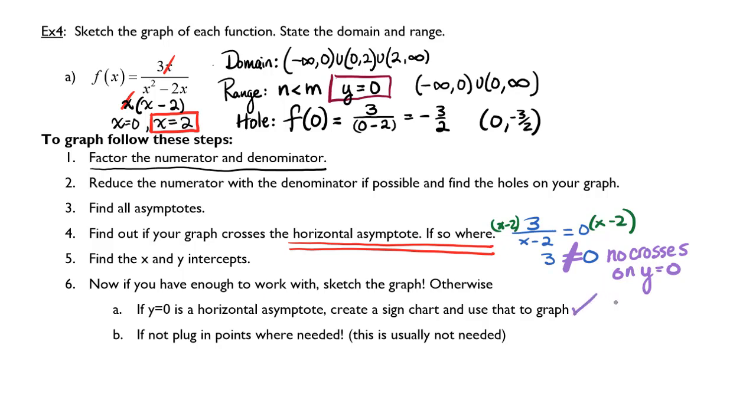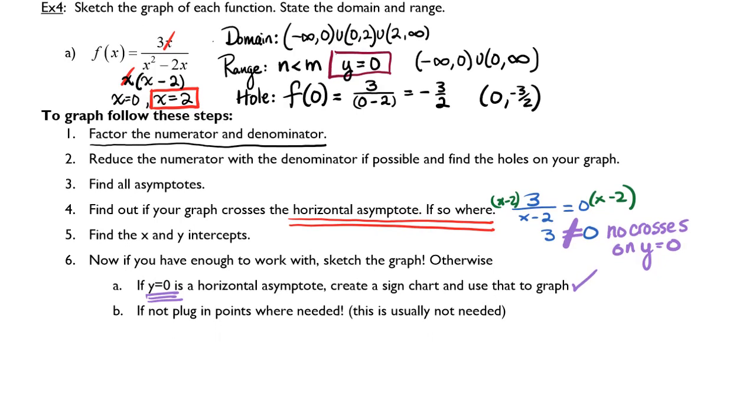Now if you have enough to work with, sketch the graph. We also need to remember that if you have a horizontal asymptote, create a sign chart and use that to graph. So now that we have all this information, let's see what we can do here. I have a hole at 0, negative 3/2. 2 will be my other vertical asymptote. I have a horizontal asymptote along the x-axis.